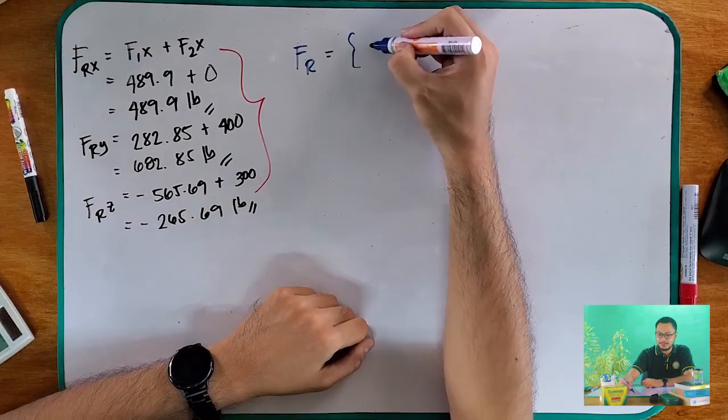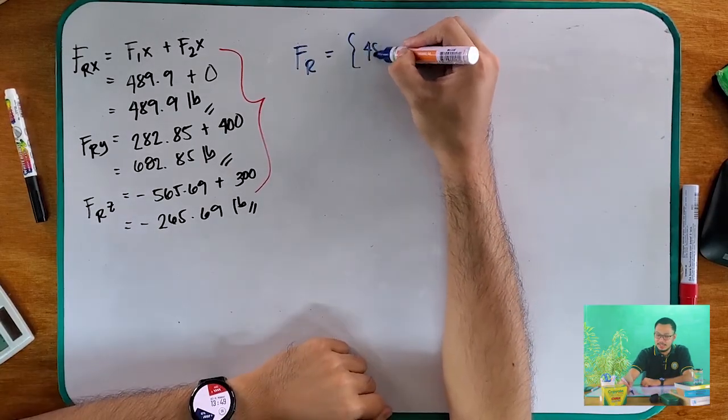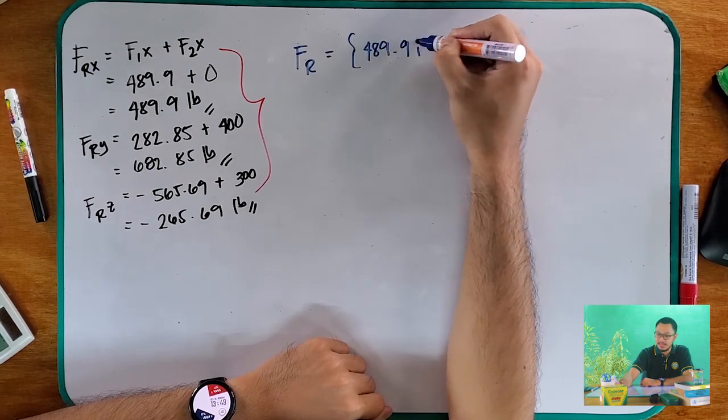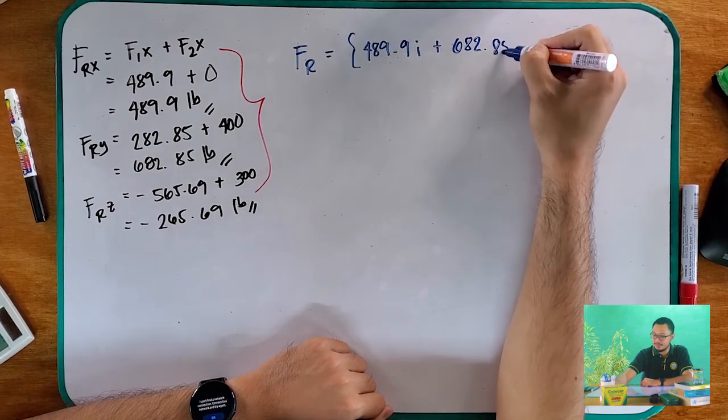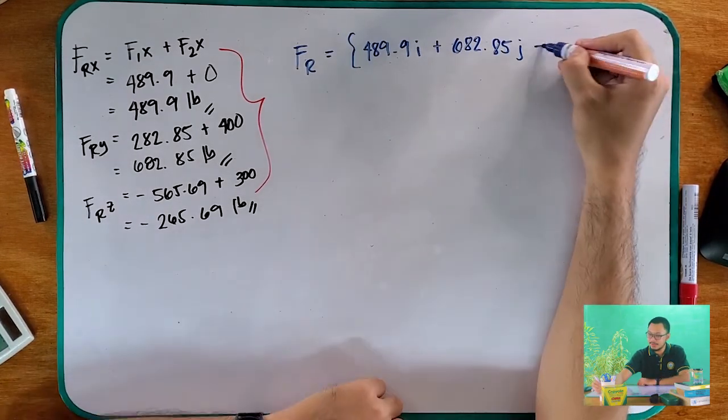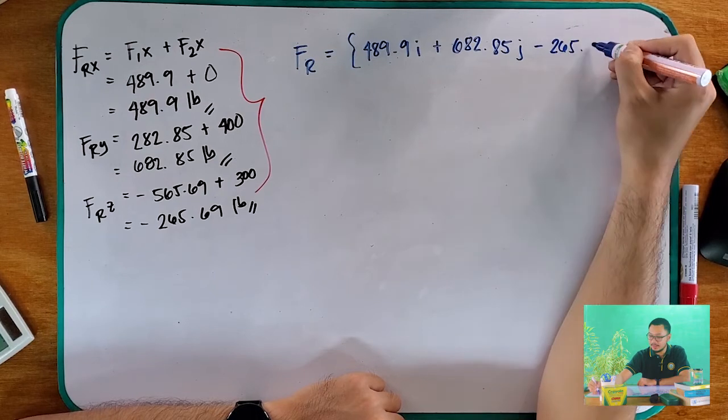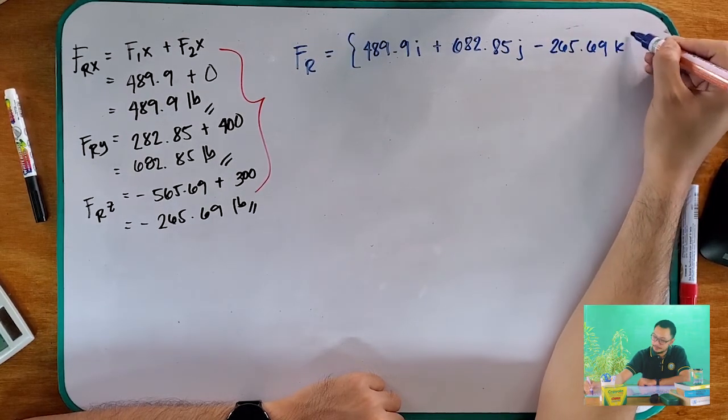And now, I already erased it, I'm so sorry. So, if you're going to express your FR in its Cartesian vector form, then all you have to do is to write it as 489.9i plus 682.85j minus 265.69k. Okay?